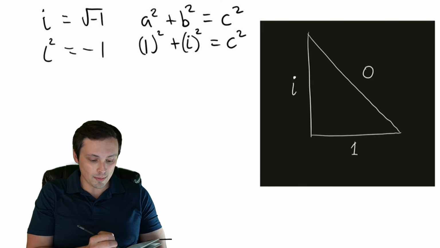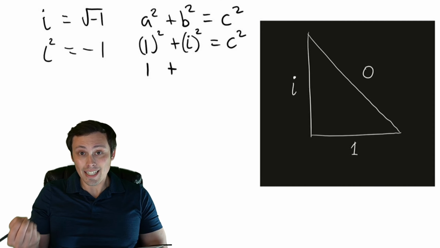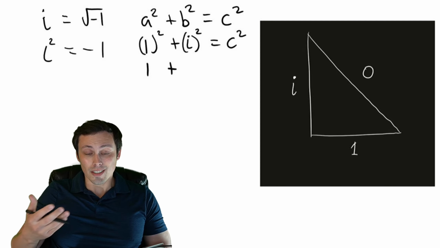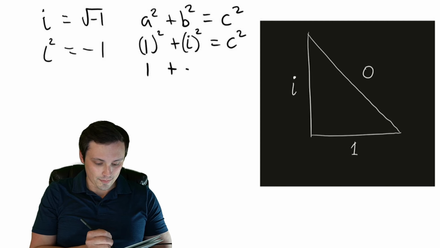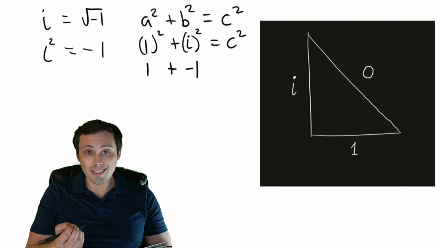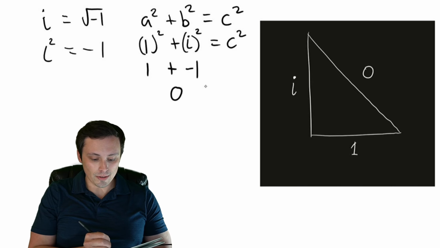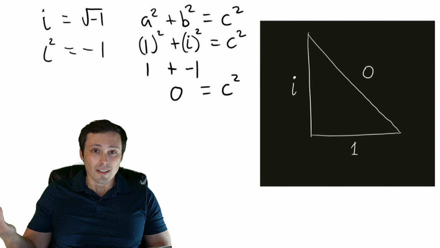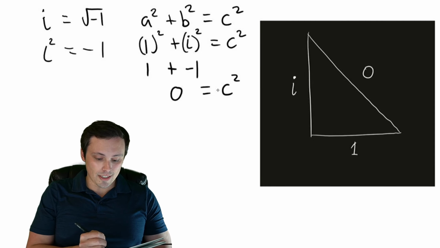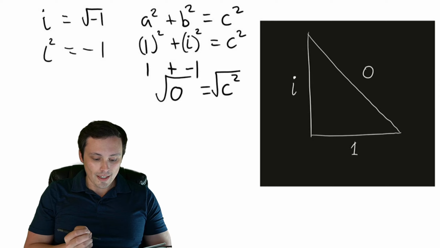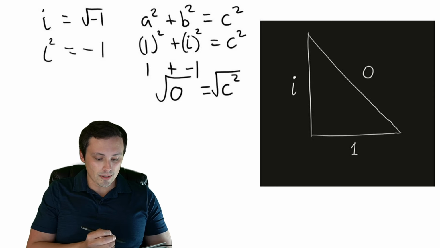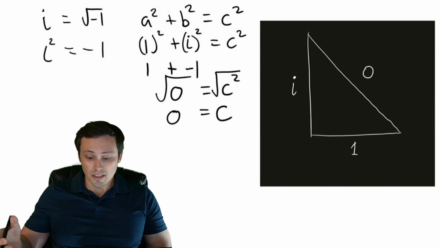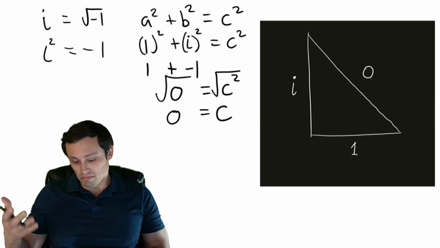1 squared is 1 times 1, which is 1, plus i squared, and as we defined over here, i squared should be -1. Cool, and 1 plus -1 is 0, leaving us with c squared equals 0. Undo a square with its inverse operation, square rooting, and the square root of 0 is 0, since 0 times 0 is 0. Hey, this all checks out. It appears to be completely valid.